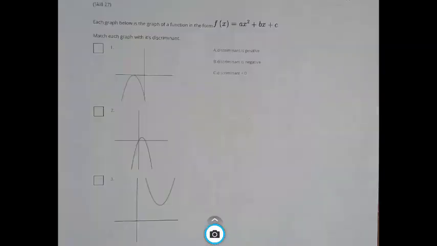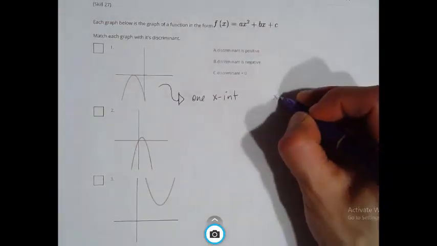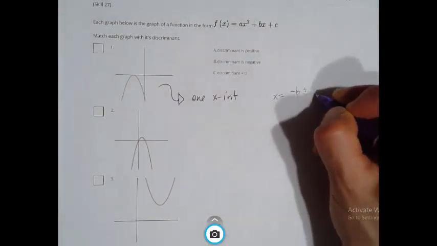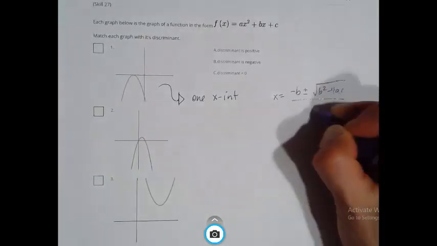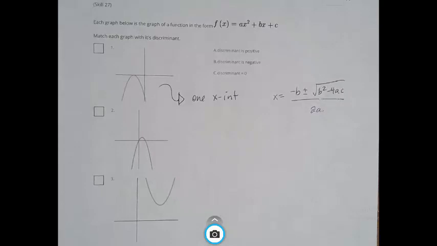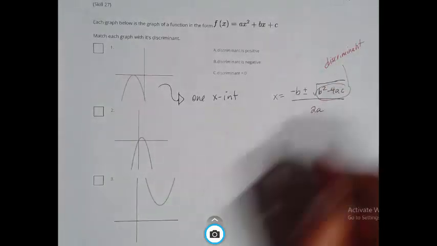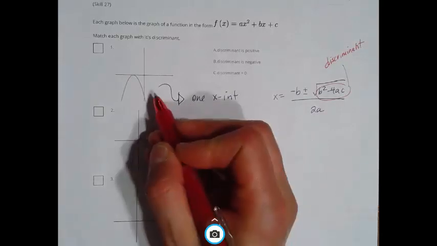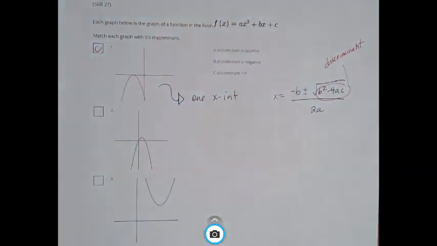Okay. For these, you've got to match up a characterization of the discriminant. So this has only one x-intercept, which means that when you did this quadratic formula, negative b plus or minus the square root of b squared minus 4ac all over 2a. So remember, this part is the discriminant. If this is 0, you end up with just one solution. That's what has happened here. This is the discriminant is 0, letter C.